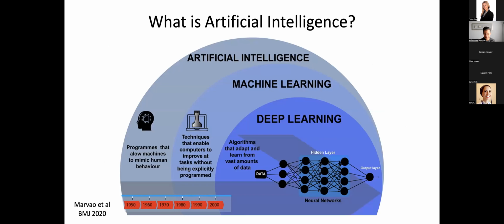So what's AI? What is this artificial intelligence thing? I'm going to very briefly go through my very basic definition of AI. There's a nice paper by Marveo et al. in the BMJ that actually kind of layers AI, machine learning, and deep learning. The way they describe artificial intelligence is it relates to programs that allow machines to mimic human behavior. My own personal understanding of AI is that it's really the ability for computers to recognize patterns and complex relationships in data. And the computers will be able to do it in a very sophisticated way, in a very rapid manner.